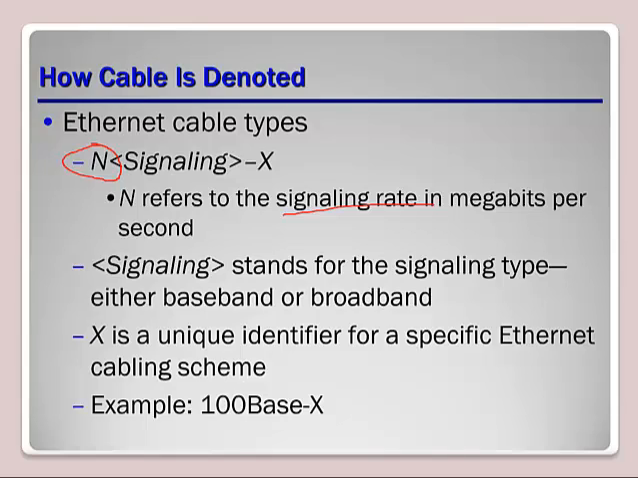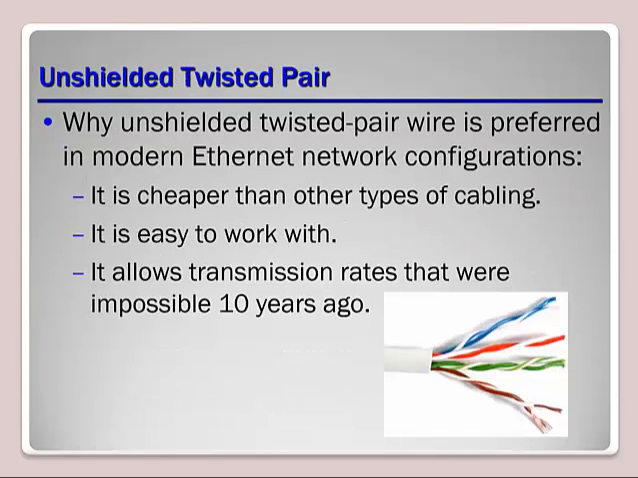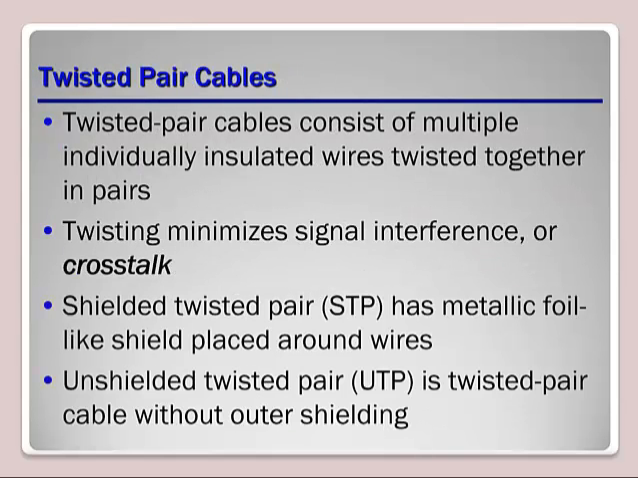So the example down here is 100 base X. Signaling in the middle stands for the signaling type, either baseband or broadband. So it would be referred to as 10 base, as you see right here. And X is a unique identifier for a specific Ethernet cabling scheme. It depends on the scheme. And we'll take a look at those in the next slide here. Maybe not yet. We're going to talk about those in a bit. I know they're in upcoming slides.